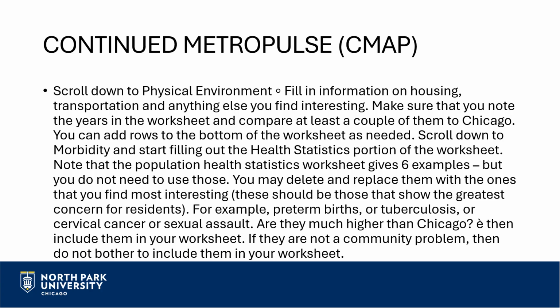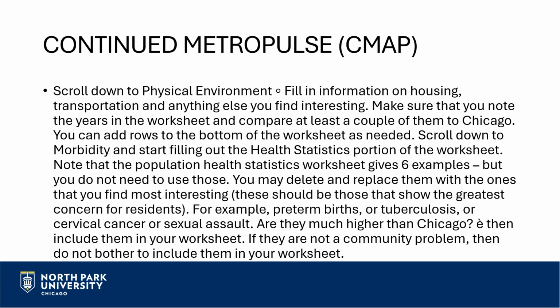Note that the population health statistics worksheet gives 6 examples, but you don't need to use those. You can delete and replace them with the ones that you find most interesting. And these should be those that show the greatest concern for residents, like preterm births, tuberculosis, cervical cancer, sexual assault, things like that. Are they much higher in different communities in Chicago? Then include them in the worksheet.